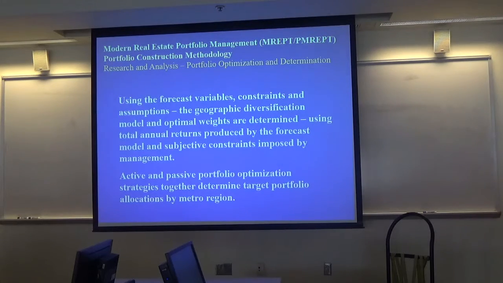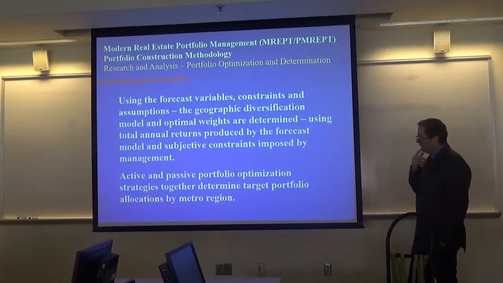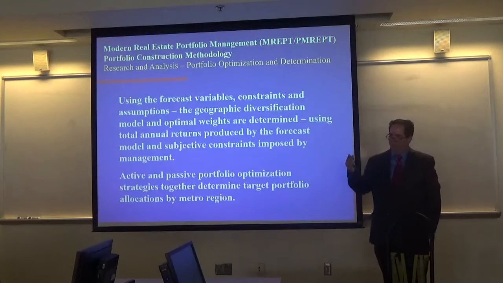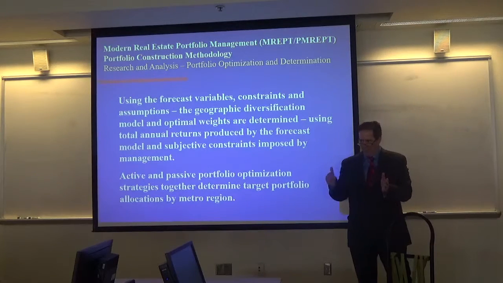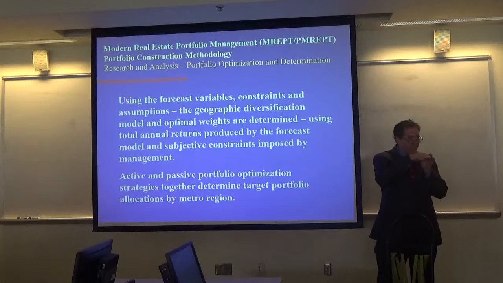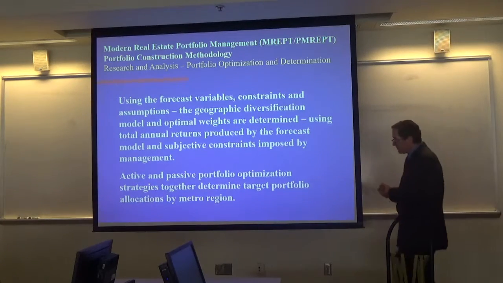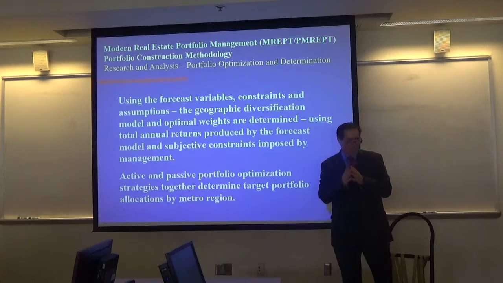Using the forecast variables, constraints and assumptions, the geographic diversification model and optimal weights were determined using total returns produced from the forecast model and subjective constraints imposed by management. Management basically said, okay, we want a minimum of this amount in this market and no more than a maximum amount in this. Just like you did on your passive portfolios where we set the minimum maximums. And then active and passive portfolio optimization strategies together determine the total target portfolio by metro.